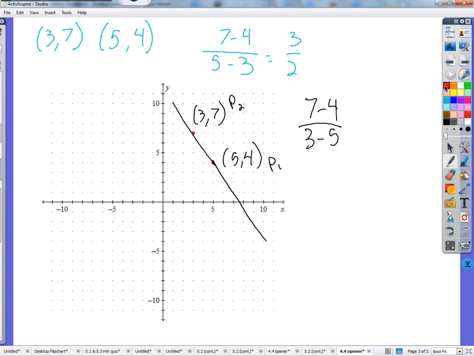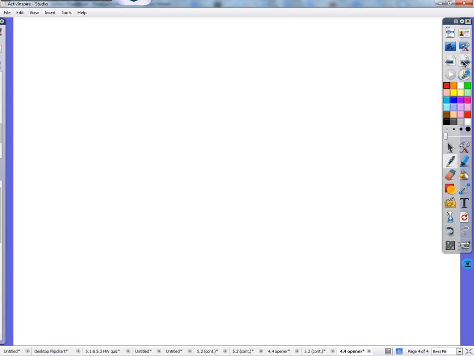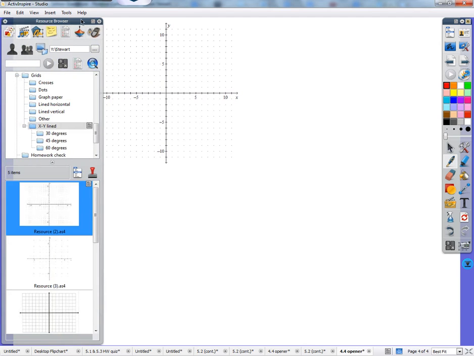So if you look at the setup here, you see the point 3, 7 and the point 5, 4. So these need to come from the same point. And so do these. And in general, you can say there was a formula for this.